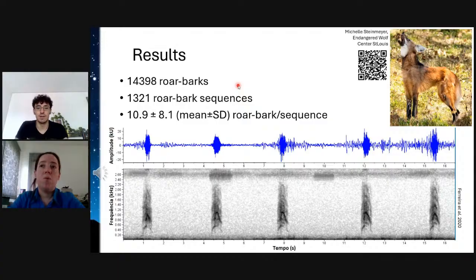Those are wild recordings, so the sound is much softer, but we could record many sequences, which means, yes, it is possible to monitor free-ranging maned wolves through sounds.